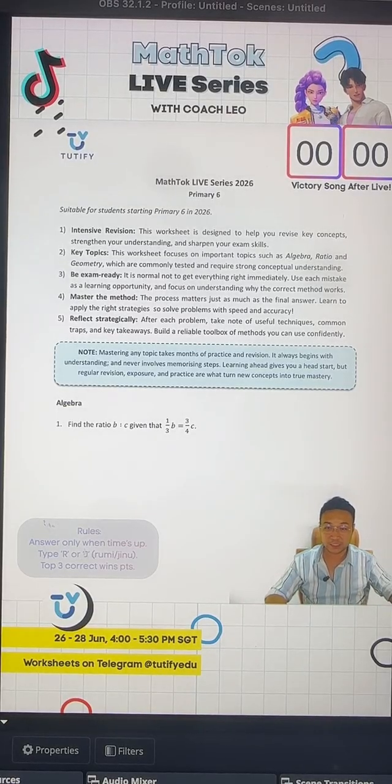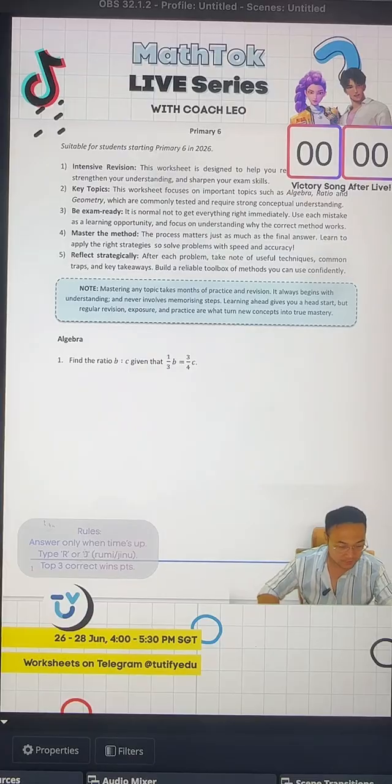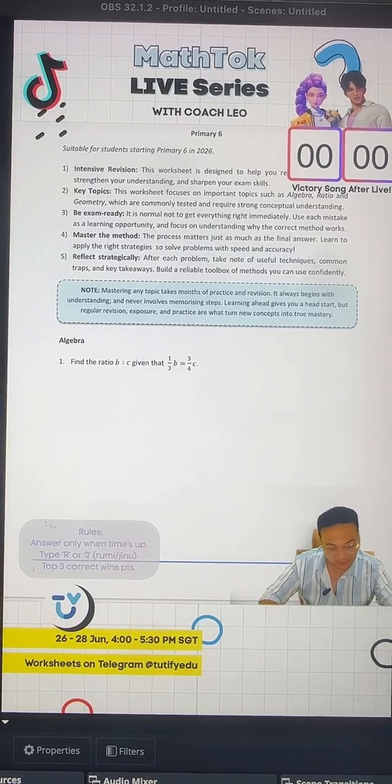Alright, worksheets ready, pen and paper ready. Is your brain switched on? Let's get started. Now, we are doing Primary 6 PSLE preparation because once you start school, you are going to be faced with your prelim very soon, right? Primary 6 students. So, let's revise the important topics.